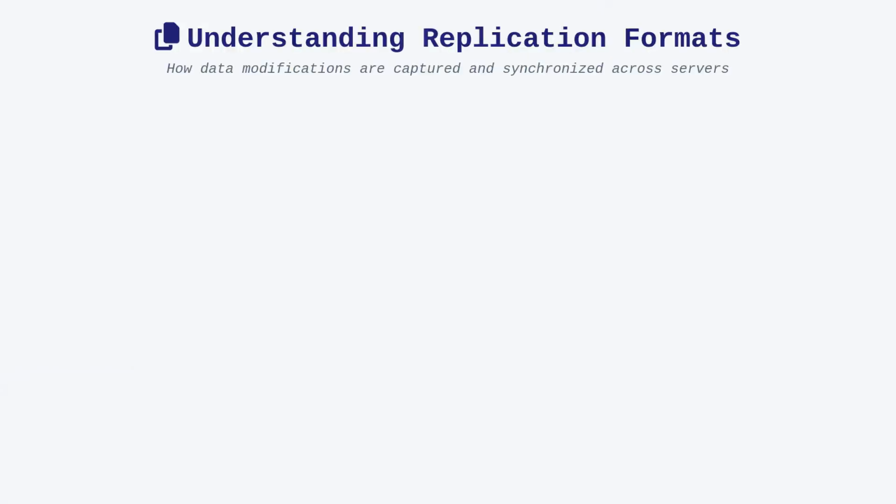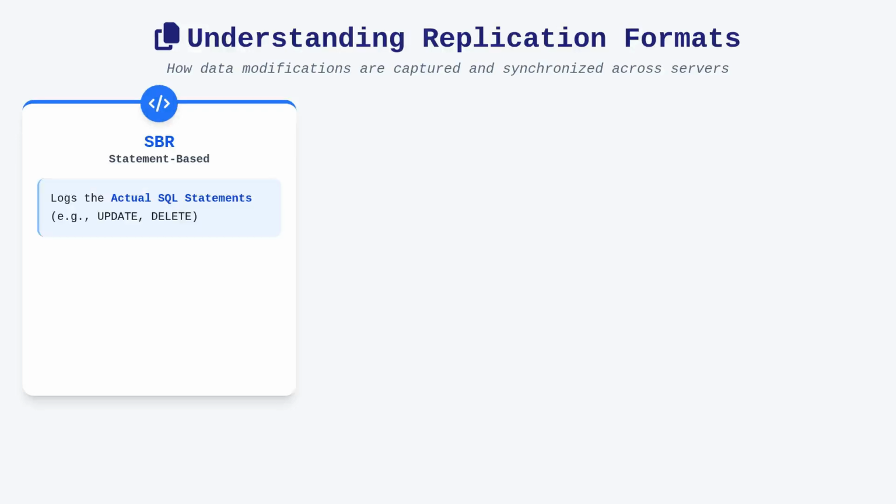Understanding the replication formats is critical because they dictate exactly how your data modifications are captured and interpreted by your replica servers. Statement-based replication, or SBR, logs the actual SQL statements executed on the primary, such as an update or a delete command. While this format is generally compact, it can introduce non-deterministic behavior if, for instance, a statement relies on functions like UUID or RAND, which might return different results on the replica.